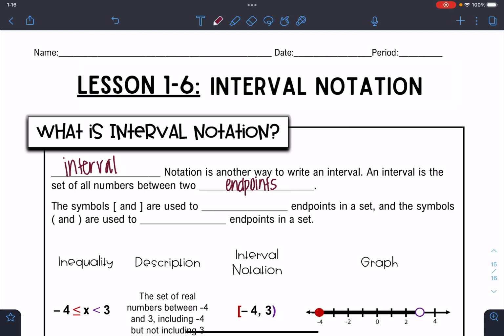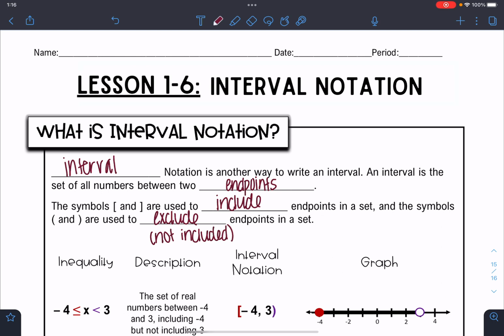So the symbols, these are the square brackets. They're used to include endpoints within your interval. And then the symbols parentheses, those are used to exclude. So those are not included in the interval.